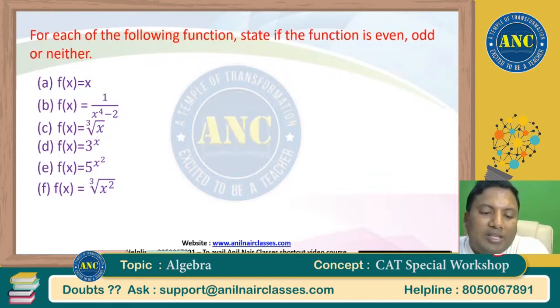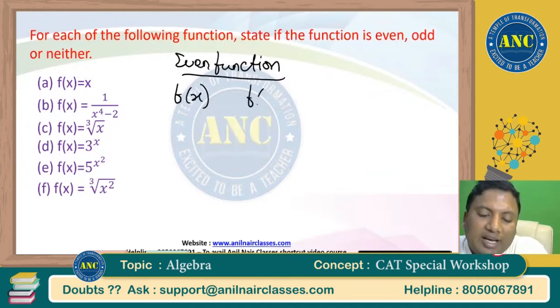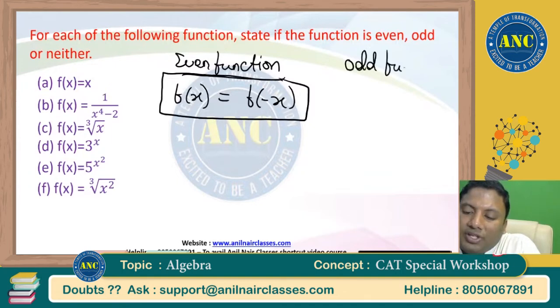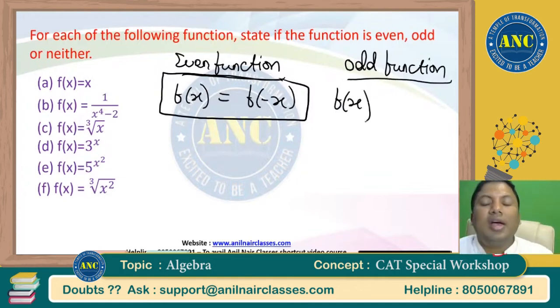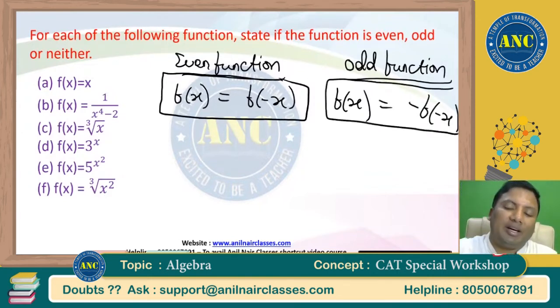Now, please write down what an even function is. An even function is this: if there is a function f of x and I replace x with minus x, and the function does not change, that is an even function. What do you call an odd function? Take a function f of x, replace x with minus x. If f of x is equal to minus f of minus x, then it is called an odd function.